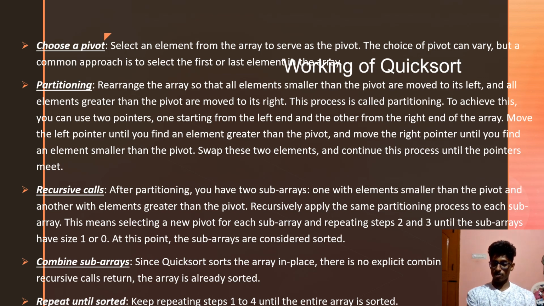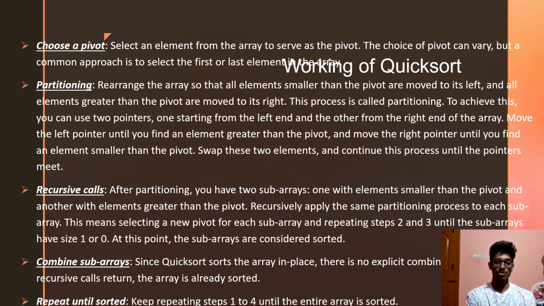So now we are going to talk about the working of Quicksort. Select an element from the array which serves as a pivot. The choice of the pivot can vary, but a common approach is to select the first element in the array. Partitioning: rearrange the array so that all elements smaller than the pivot are moved to the left and all elements greater than the pivot are moved to its right. This process is called partitioning.